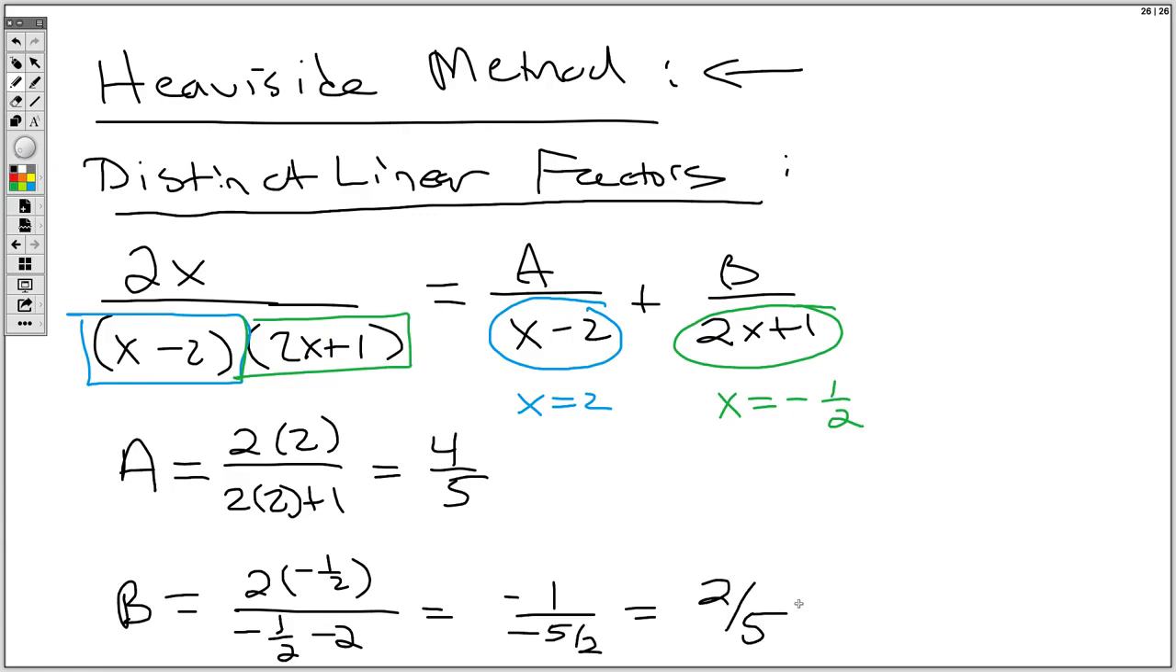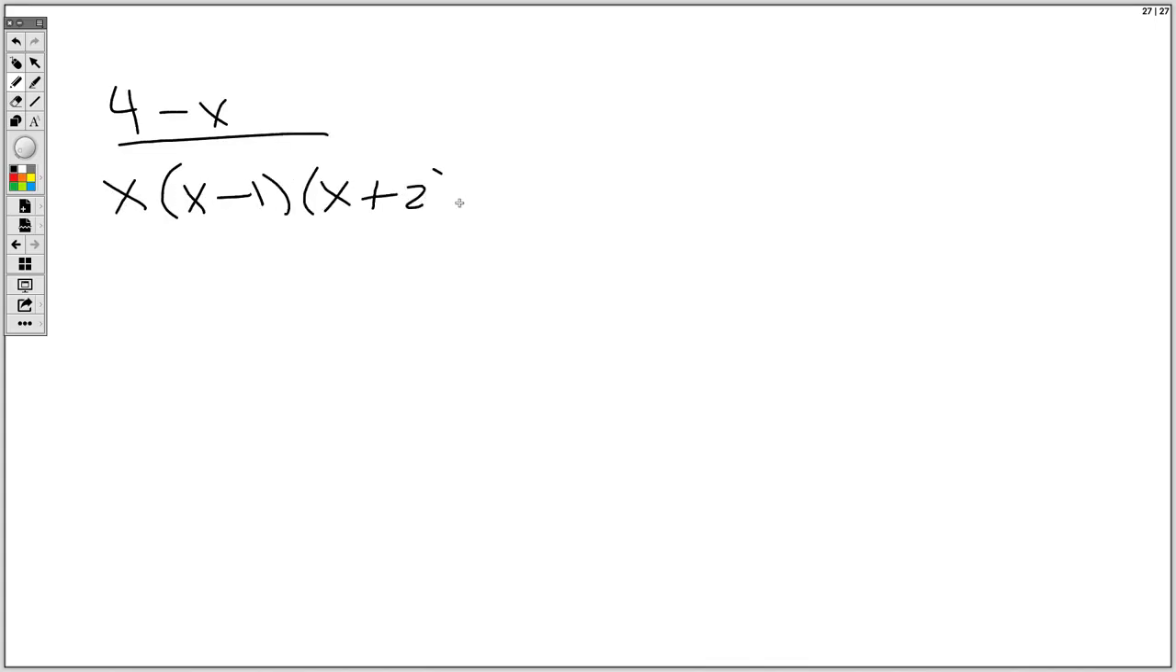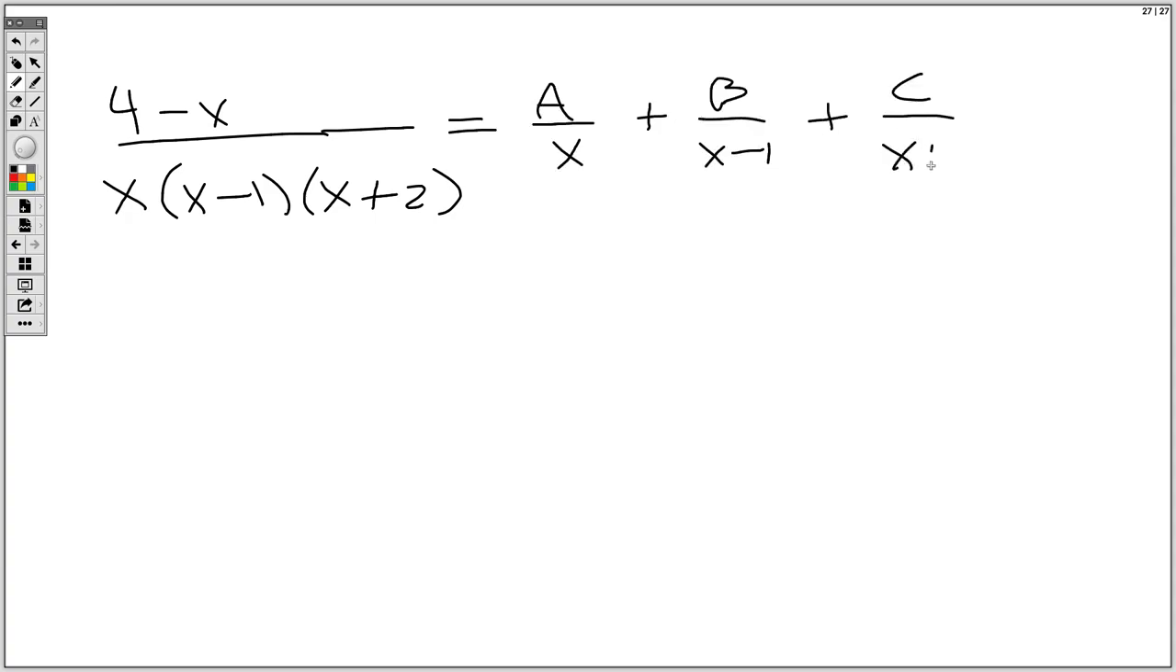All right. Let's try another one. Sometimes this is called the Heaviside cover-up method or the Heaviside method. You need distinct linear factors. Let's say you had 4 minus x over x times x minus 1 times x plus 2. Oh, great. I got distinct linear factors. It's time for the Heaviside method.